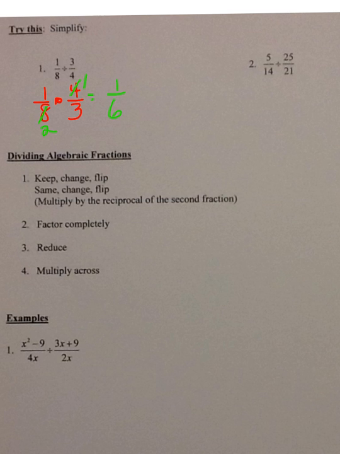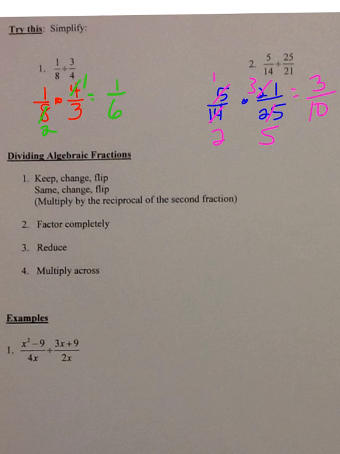All right, let's take a look at number two. So I have 14, times 21/25. I can reduce 5 and 25 to 1 and 5. 14 and 21 reduce to 2 and 3. So my answer is 3/10.